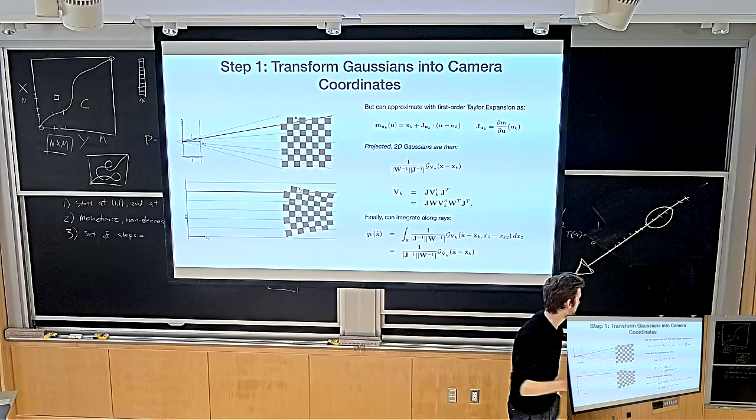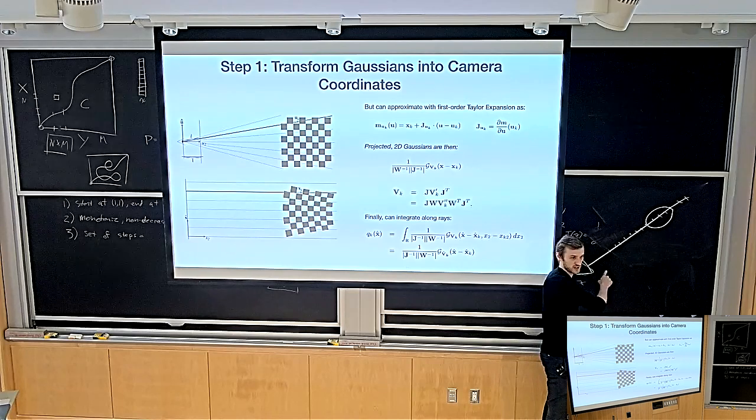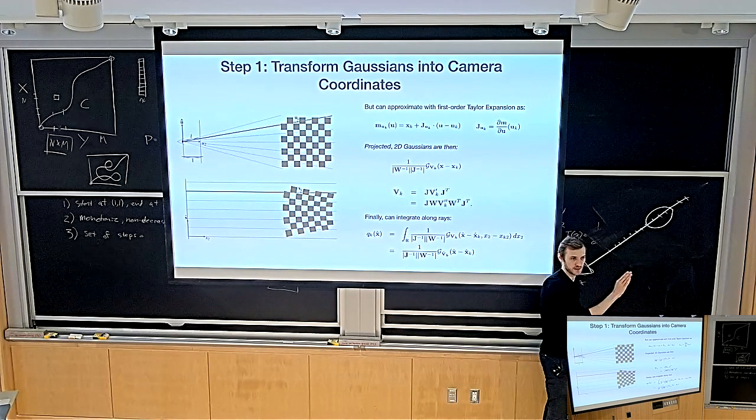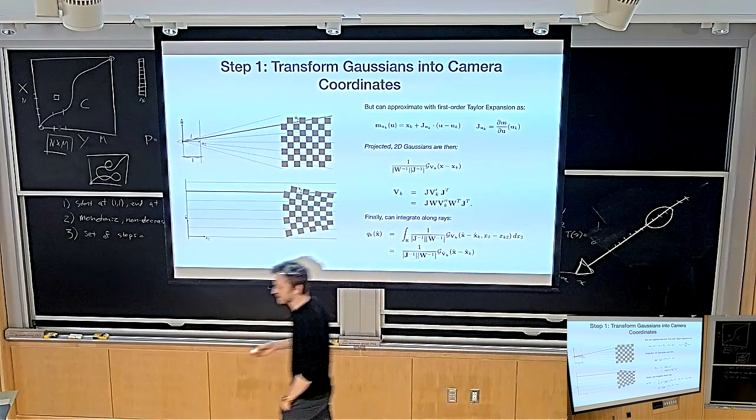But now the magical thing is that we have just derived an analytical expression for the density of this Gaussian along this ray. In other words, there is no more sampling. Computing this integral can now be done analytically with just a bunch of matrix vector products. Okay, what does that mean?